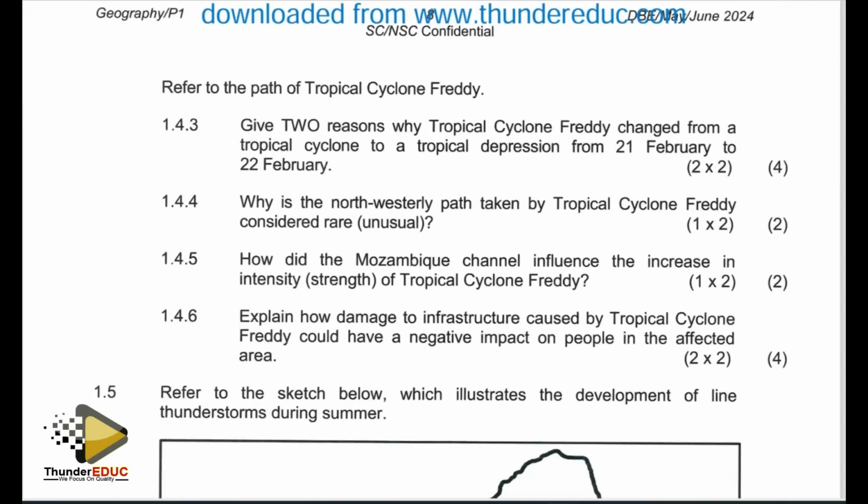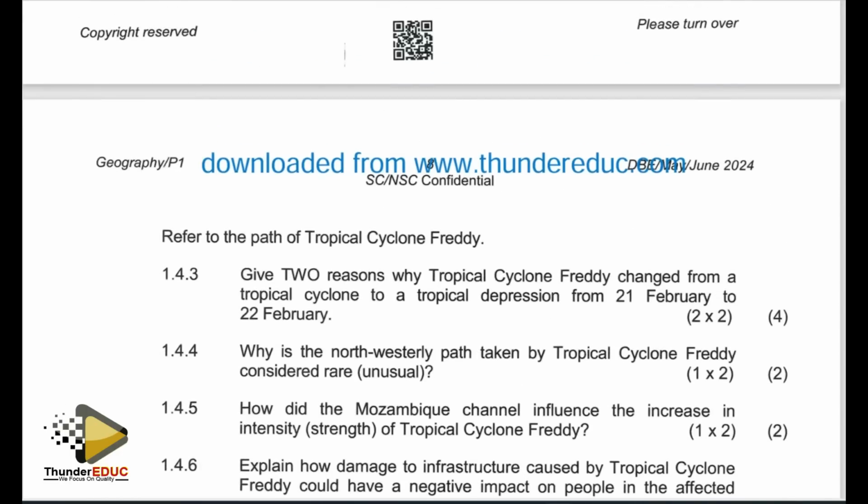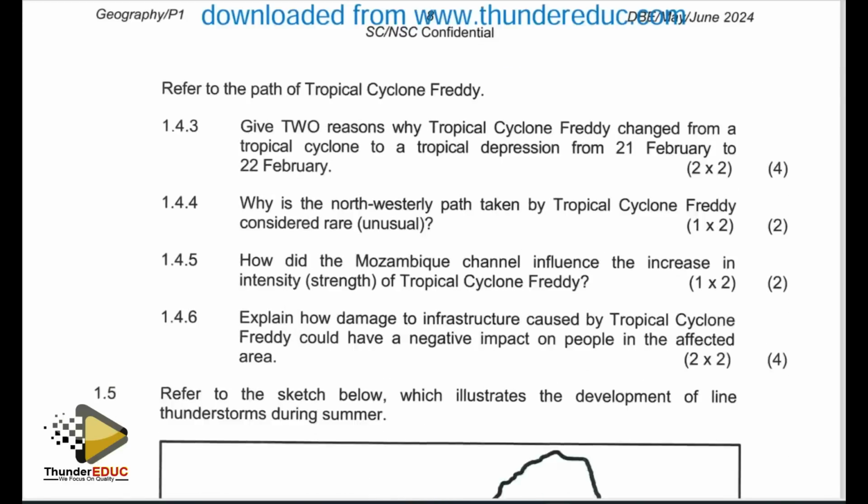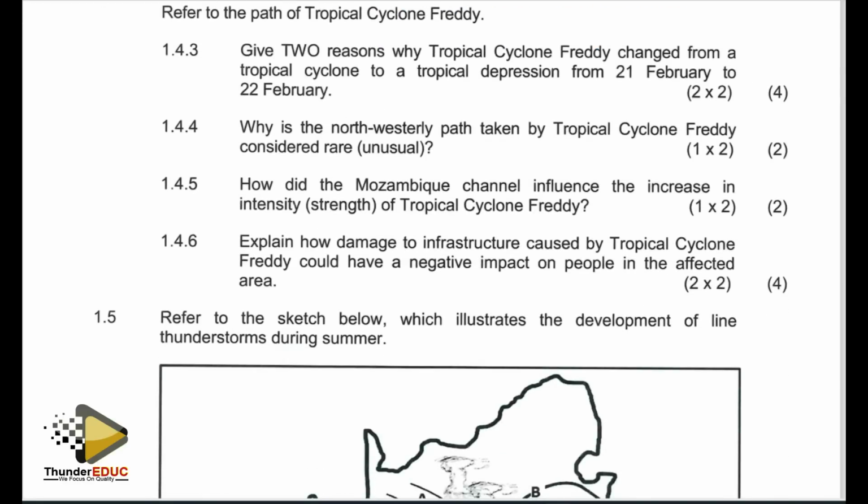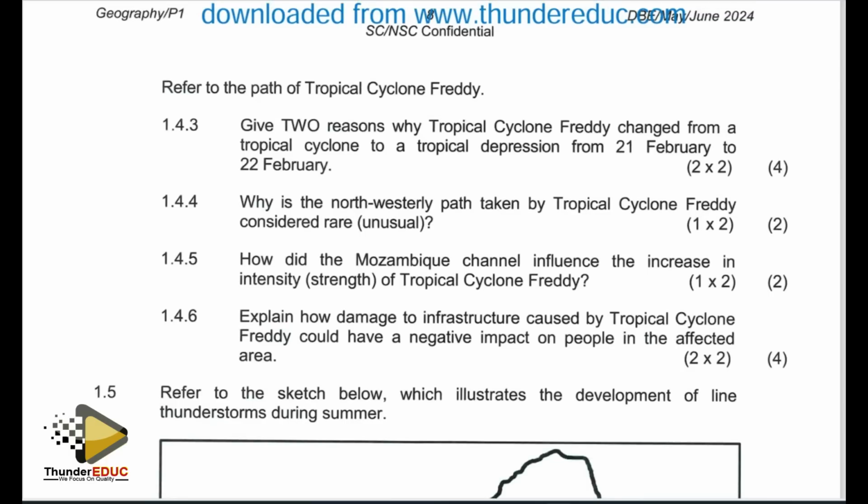Right. So the reasons why, because we have said it re-intensified over the Mozambique channel. What reasons can we give here? Because we know that a tropical depression is more destructive than a tropical cyclone, which means the wind speeds are different for a tropical cyclone and for a tropical depression. Why is it that the winds were more destructive? And what happened for it to transform from being a cyclone to become a depression?